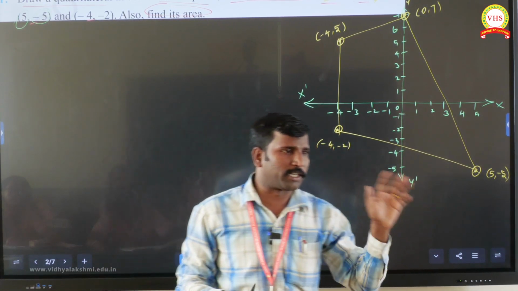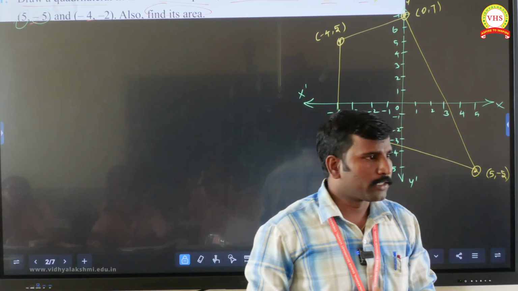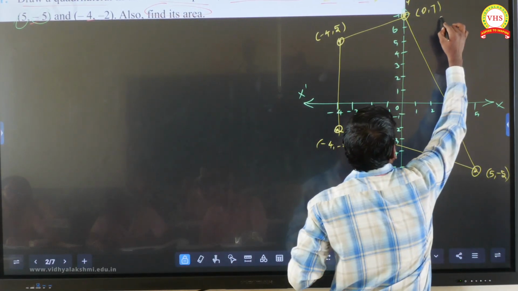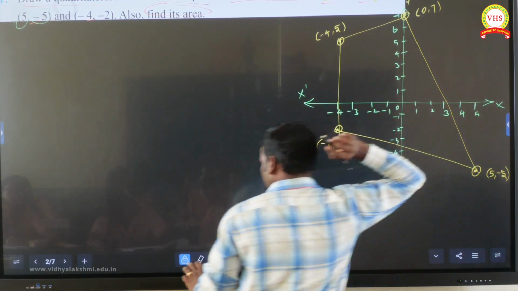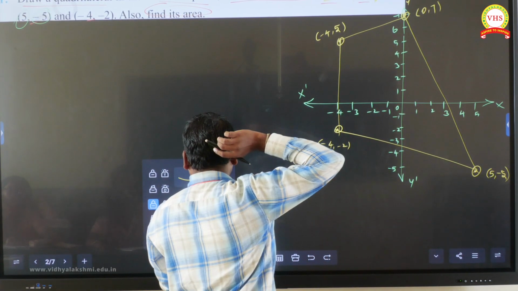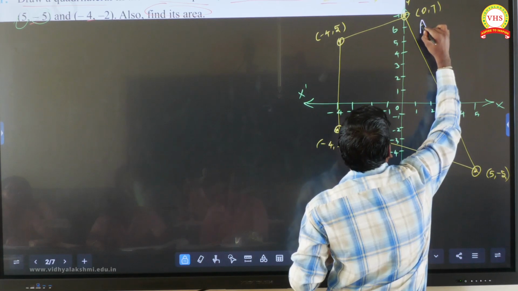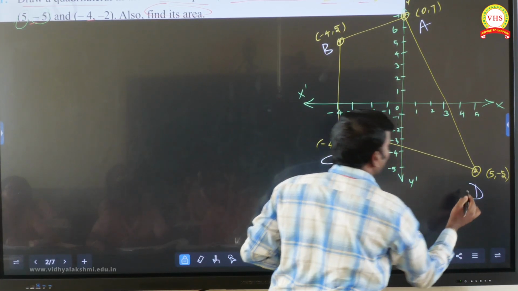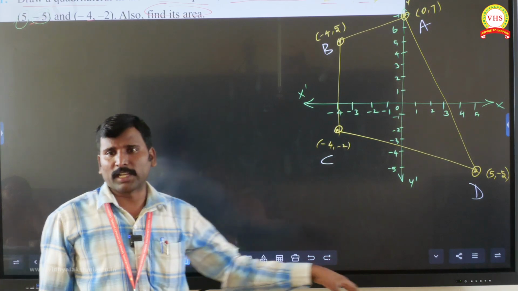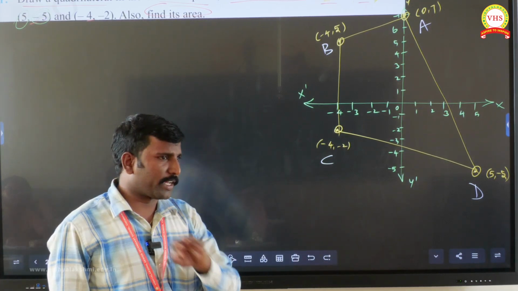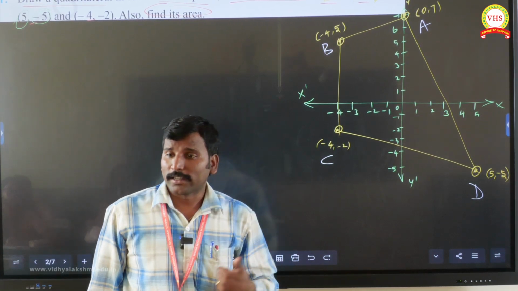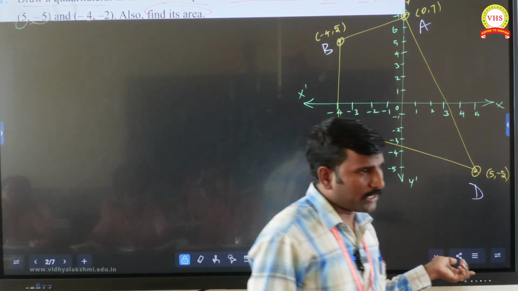Where will we start? You people tell me. 0, 7, right? 0, 7. If I'm taking this as A, and this is my B, C, D, like that. Now, through this naming, if you are going, you never get a negative value. Understand? But we are not going directly through the quadrilateral.